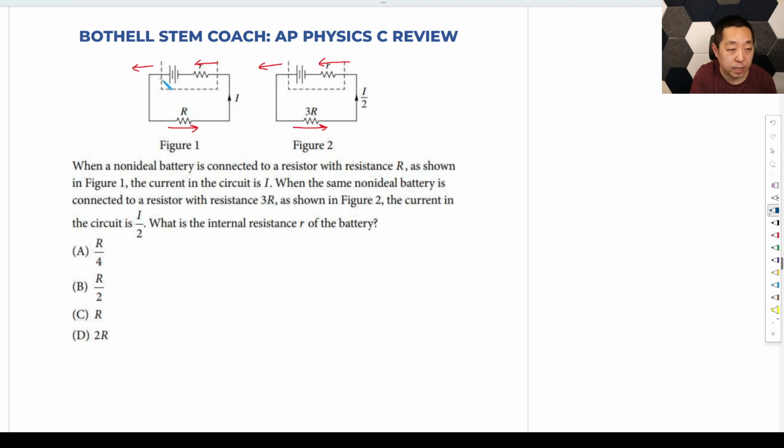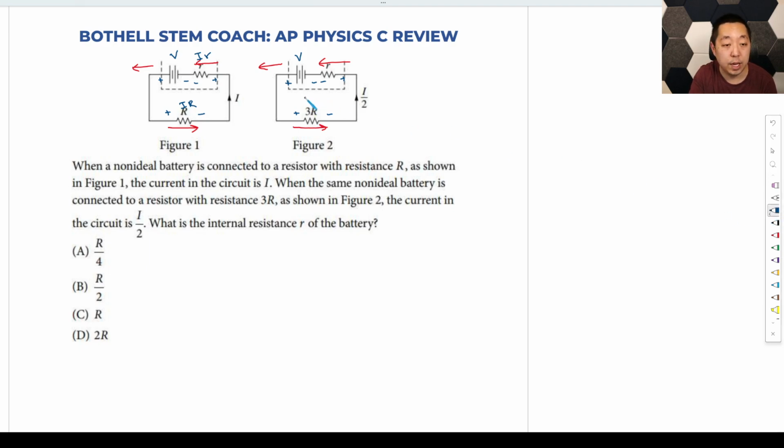Now we want to assign our positive and negative symbols. The longer side of the battery is positive, and the direction always goes from positive to negative like this. Now, can we calculate those voltage drops? This one is I times R. This one is I times little r. And this is, we'll just call it V, the battery voltage. It's the same battery voltage here. Because this is I over 2, it's 3R times I over 2, which is going to be 3 halves IR.